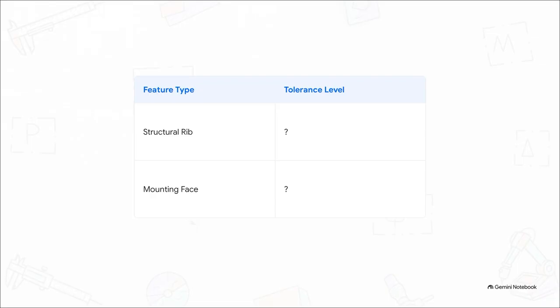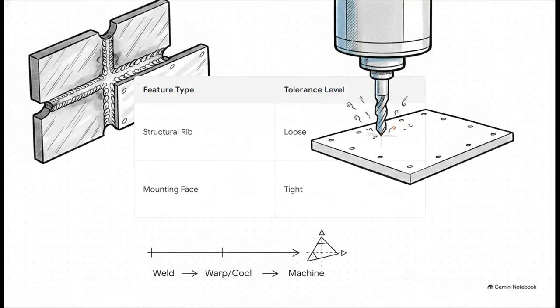So let's test your intuition for a second. If a print flags some features as machined after weld and others as welded, which ones are getting the tight GD&T? I mean, imagine a heavy structural rib that just holds the frame together versus that critical mounting face. Exactly. The machined features carry the tight functional geometry, while the raw weldment retains much looser tolerances.